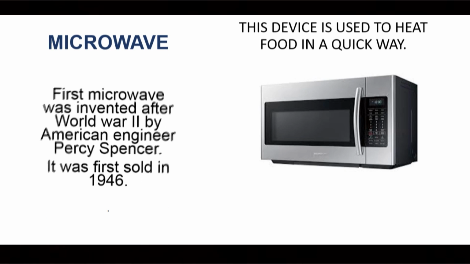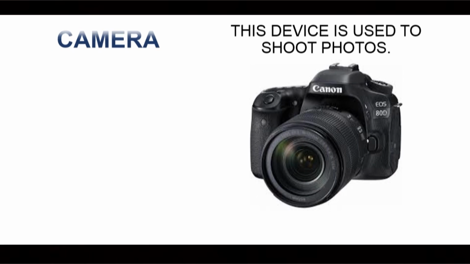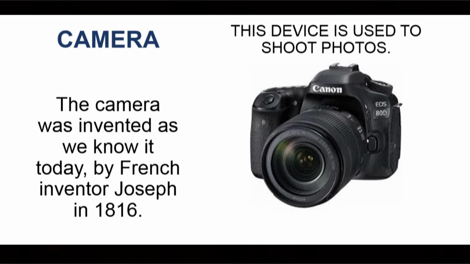This device is used to heat food in a quick way. We use them in everyday life. Excellent! It's a microwave. It was invented after World War II by American engineer Percy Spencer. It was first sold in 1946. This device is used to shoot photos. It's a camera. The camera as we know it today was invented by French inventor Joseph in 1816.